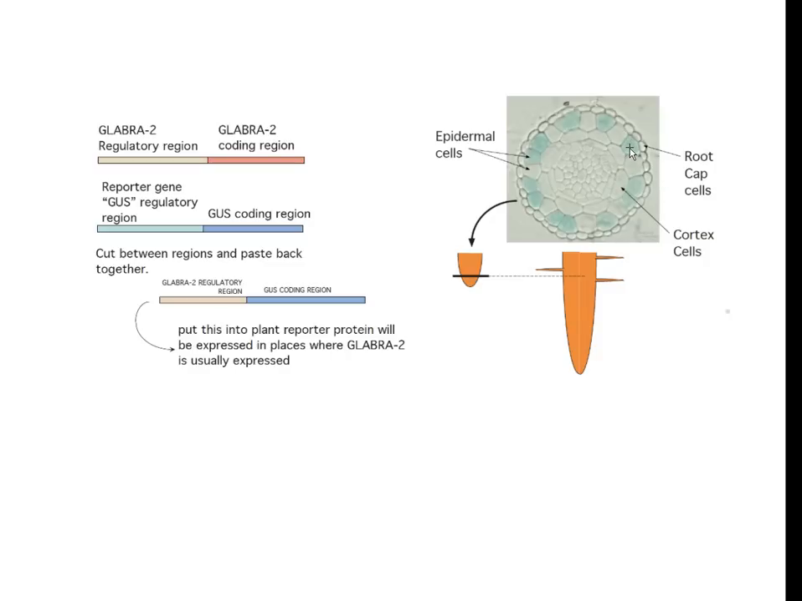So, the blue cells are those that don't form a hair, the white cells are those that do. The blue cells, it turns out, are those that are adjacent to only one cortex cell. Notice that if there are two cortex cells in contact with one epidermal cell, that cell becomes a hair. If there's just one cortex cell adjacent to a given epidermal cell, glabra gets expressed in that cell, and it doesn't form a hair.